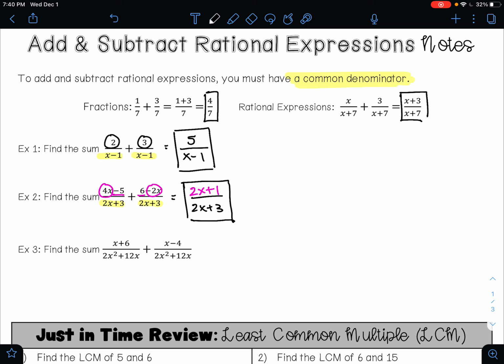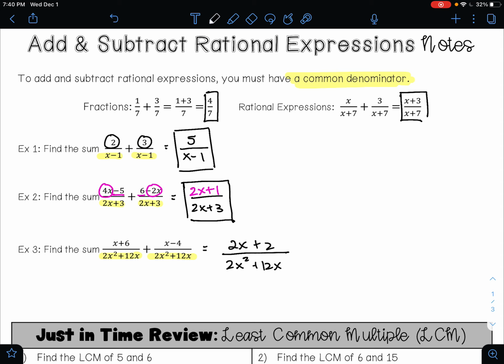In example 3, again, I do have a common denominator of 2x squared plus 12x. So I'm going to go ahead and write that down as my common denominator. And because I have a common denominator, I can combine like terms. X plus x is 2x, and 6 minus 4 is 2.